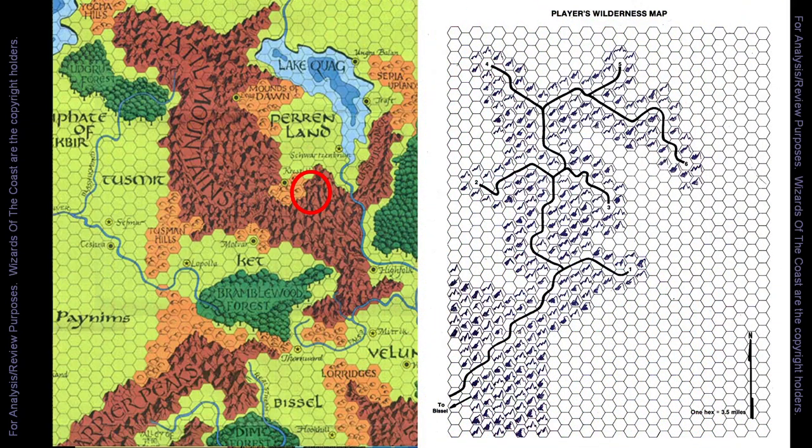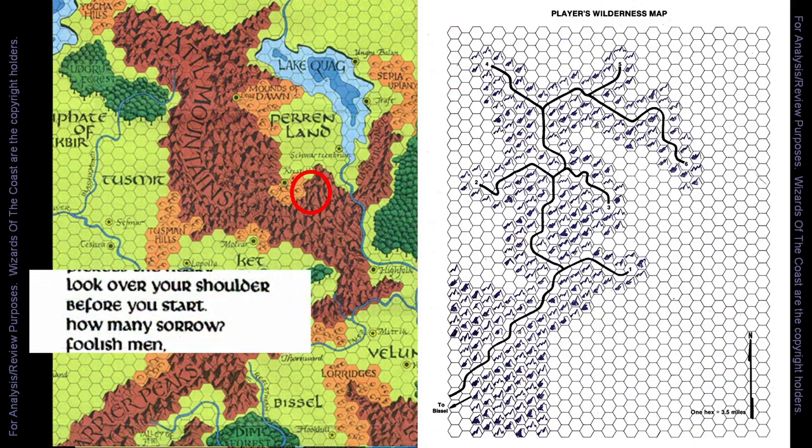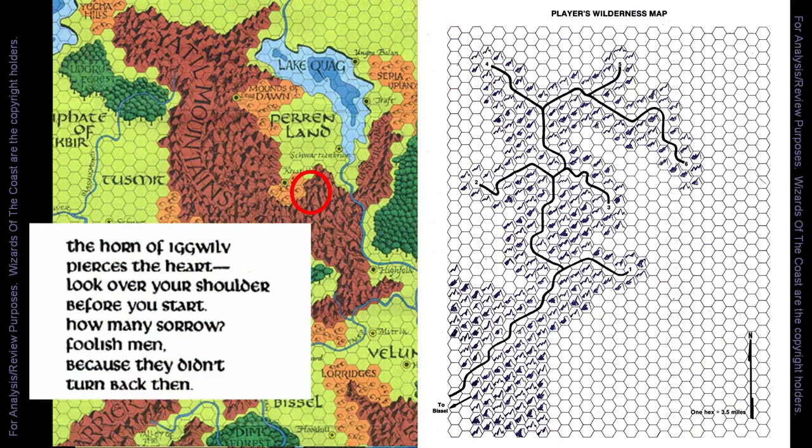Displayed on the screen is a wilderness map the player characters are given at the start of the adventure. Along with the player character's handout map, they are given a scrap of parchment with the following verse. The horn of Iggwilv pierces the heart. Look over your shoulder before you start. How many sorrow, foolish men, because they didn't turn back then.